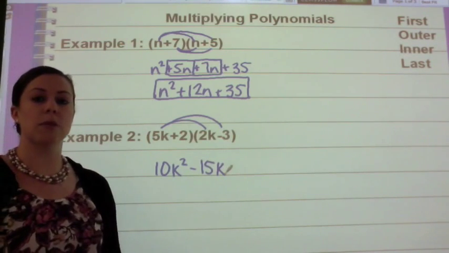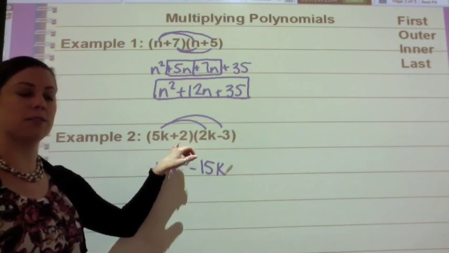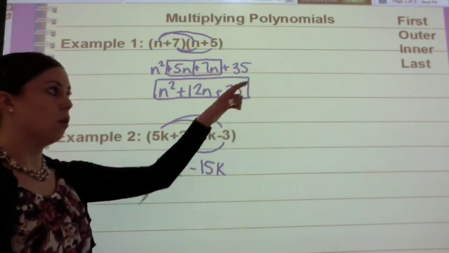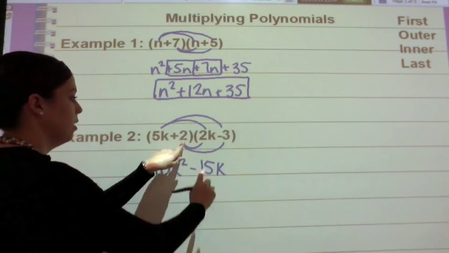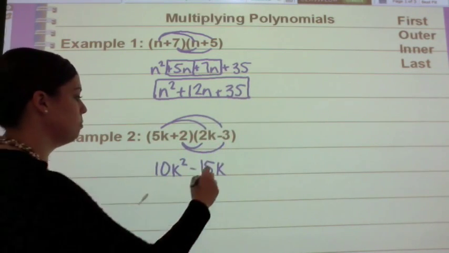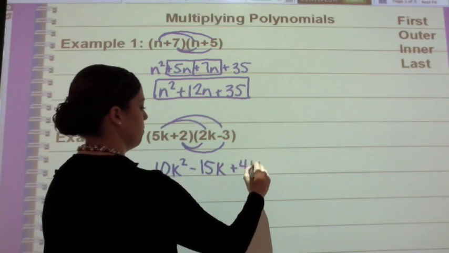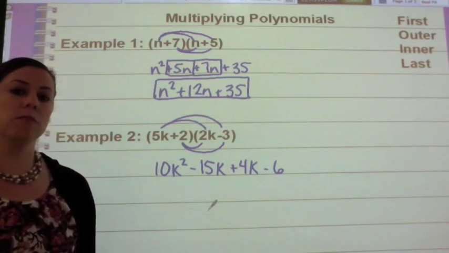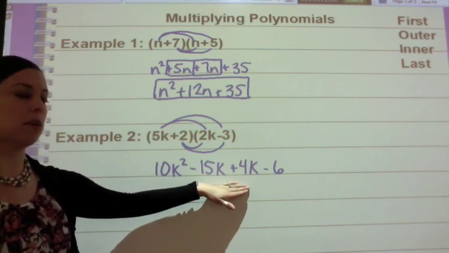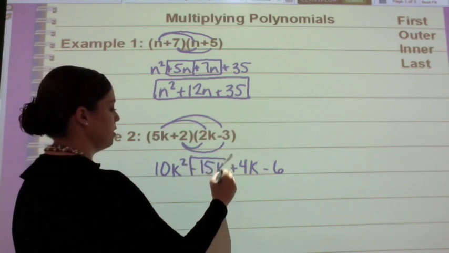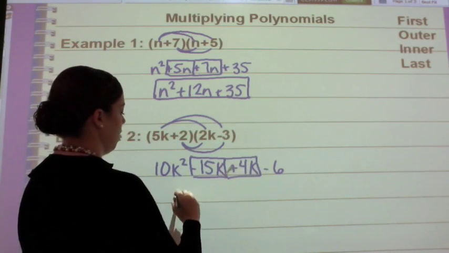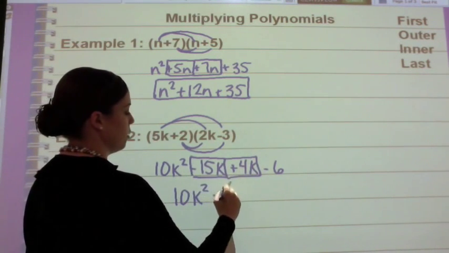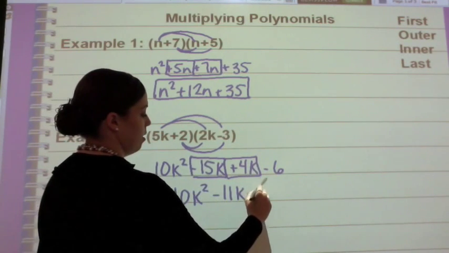Okay, now that I'm done distributing the 5k, I'm going to distribute my positive 2. So 2 times 2k and 2 times negative 3, which is my inner and my last. So 2 times 2k is positive 4k, and 2 times negative 3 is negative 6. Again, you should be able to combine these like terms here in the middle. So when we combine negative 15k and positive 4k, we'll be left with our answer. So we have 10k squared, negative 15 plus 4 is negative 11k, minus 6.